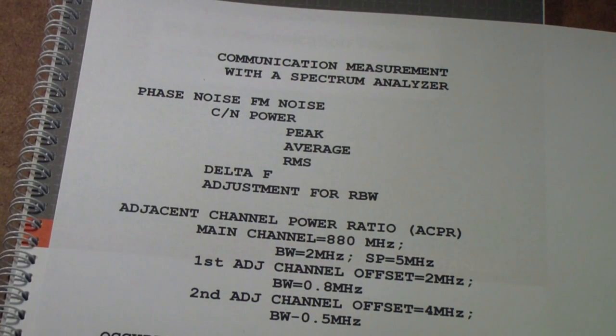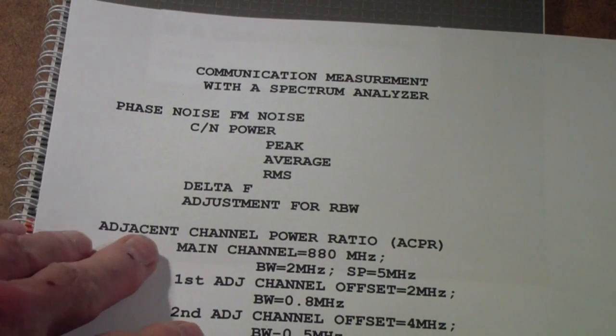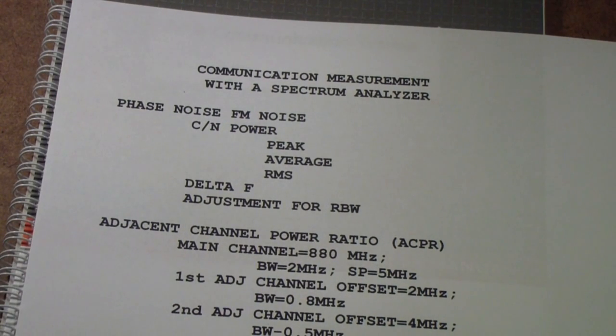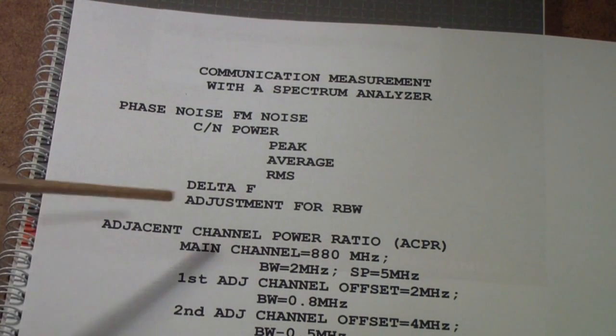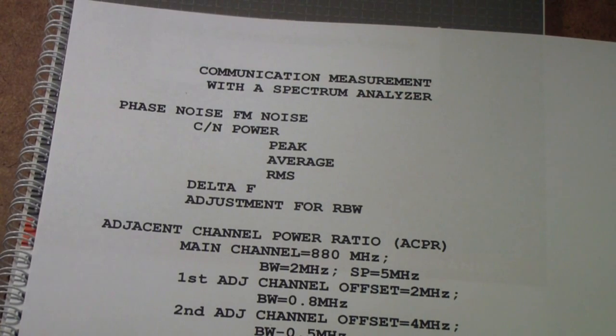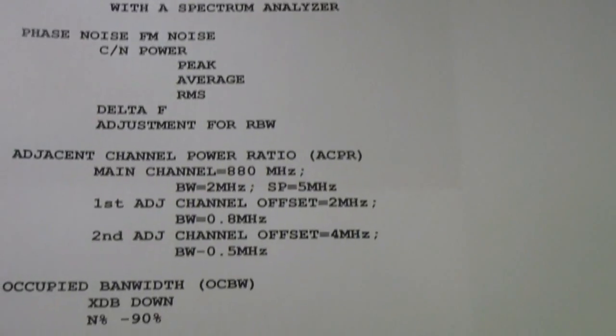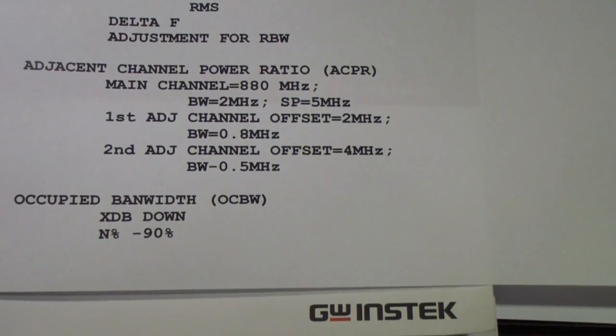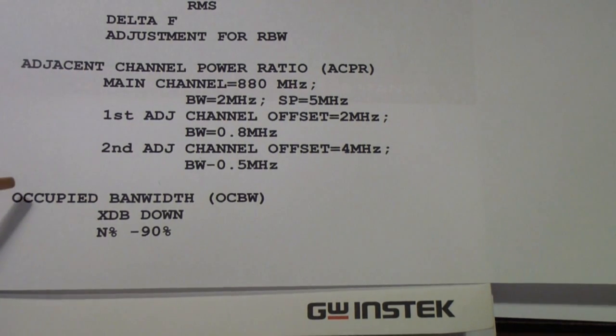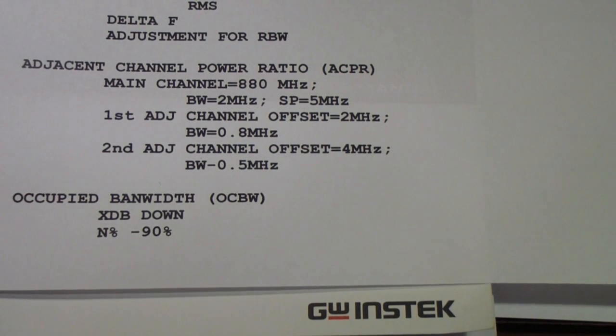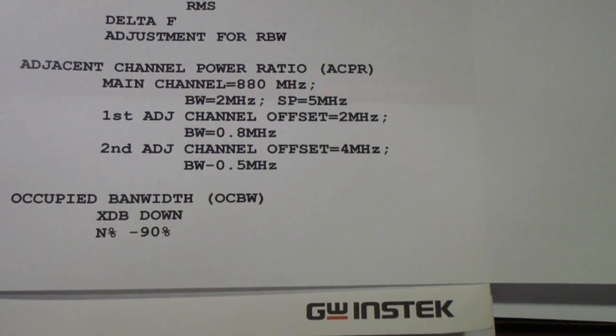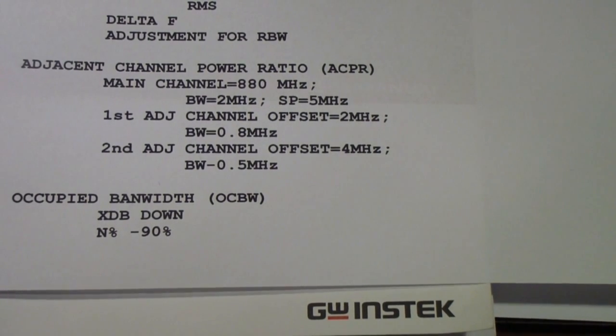So if you haven't watched parts 1, 2, and 3, you probably should go back and watch those, not only because they will help you understand what I've just been talking about, but also because to do the additional measurements that we're going to do in this part, which are adjacent channel power ratio and occupied bandwidth, it is important that you have a fairly good understanding of the basics as well as a fairly good understanding of how spectrum analyzers work and how you set them up to do various measurements.